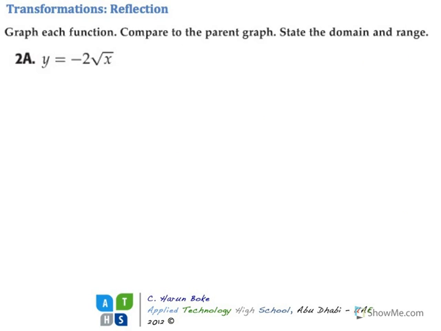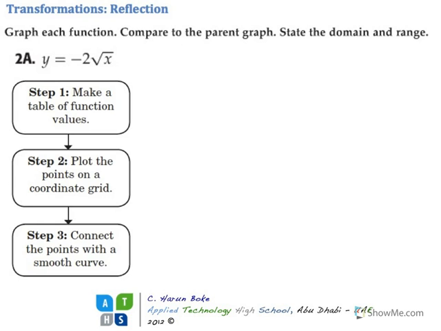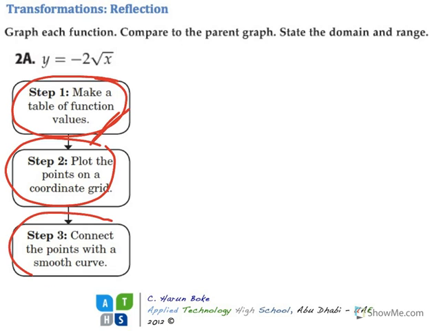So the question is always the same. First, we are going to graph the function, and then we are going to compare to the parent graph, and then we are going to state the domain and range. Now, let's remember, to graph a function in general, we do the following. First, we make a table of values, as in step 1, and then we plot the points according to the table, and then we connect the points so we have the graph. Okay, let's do these one by one.